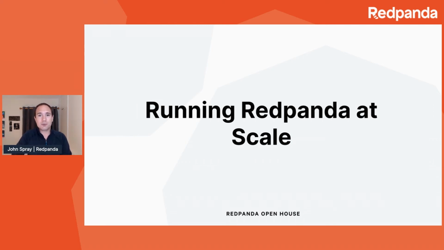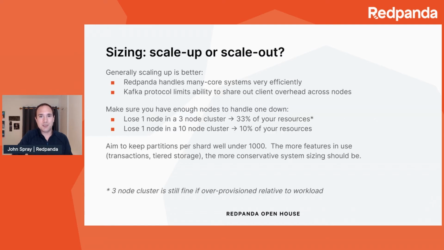So given those improvements that are internal to Redpanda, I can talk a little bit about how you put them into the field and how you size and manage a system at scale. Your first question might be, scale up or scale out? Should I have a lot of small nodes or a few big nodes? In general, you should lean towards scaling up.